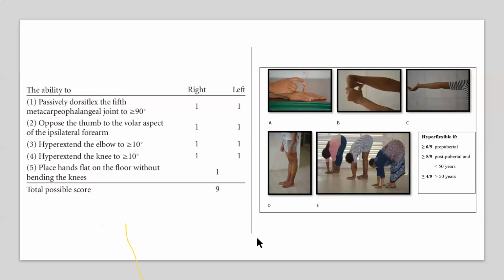So yeah, let's move on to the next one. We just need a yes or no answer to see if we have hypermobile people in the audience. So if you're more than 50, you need a score of 4. Less than 50, you need a score of 5 or more.